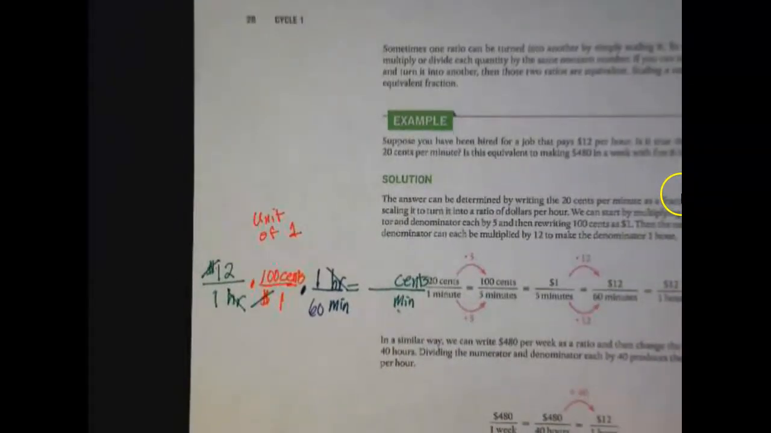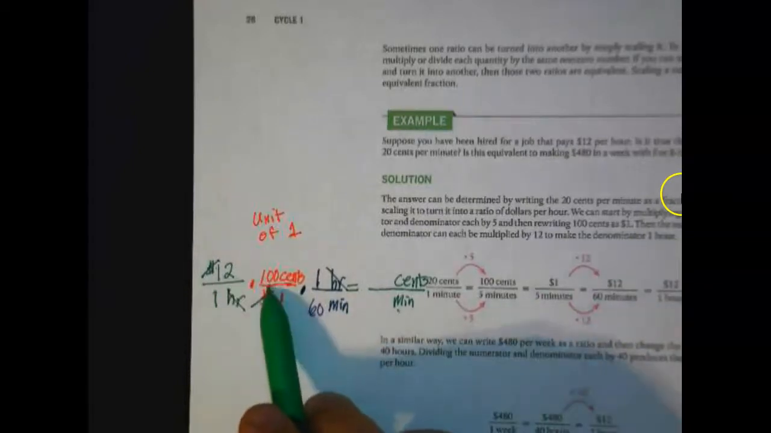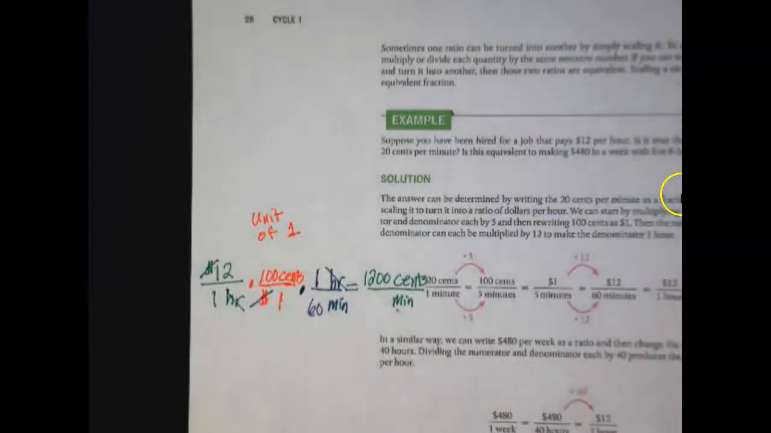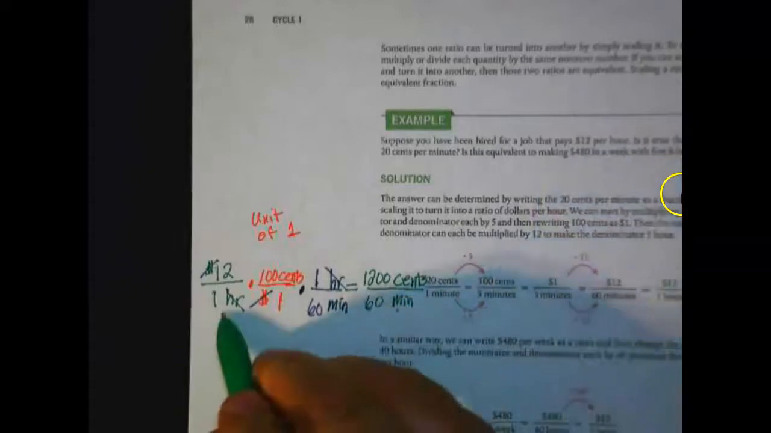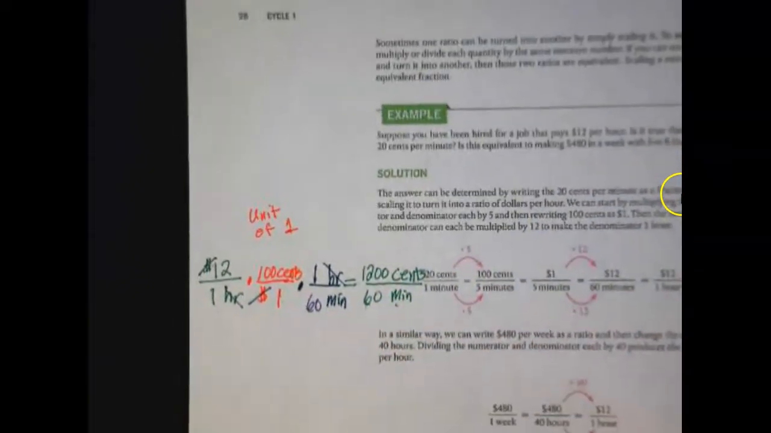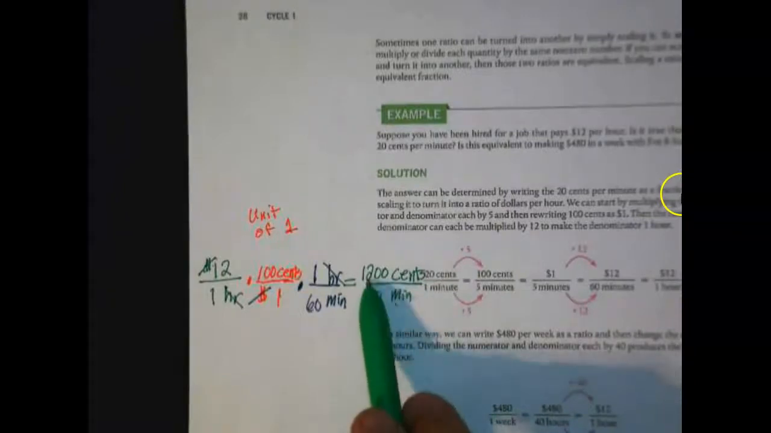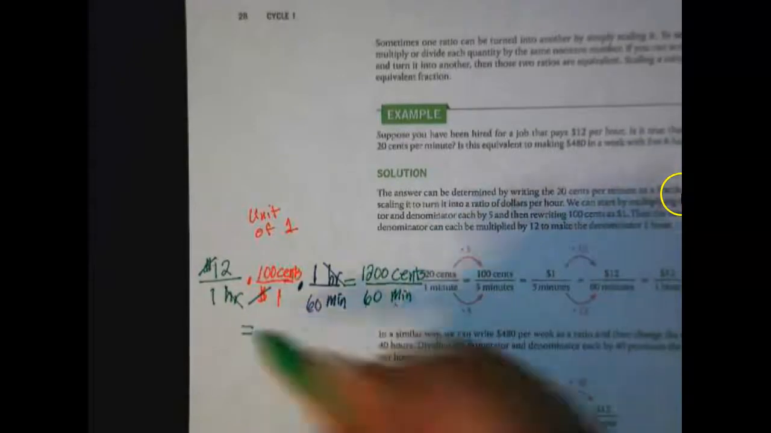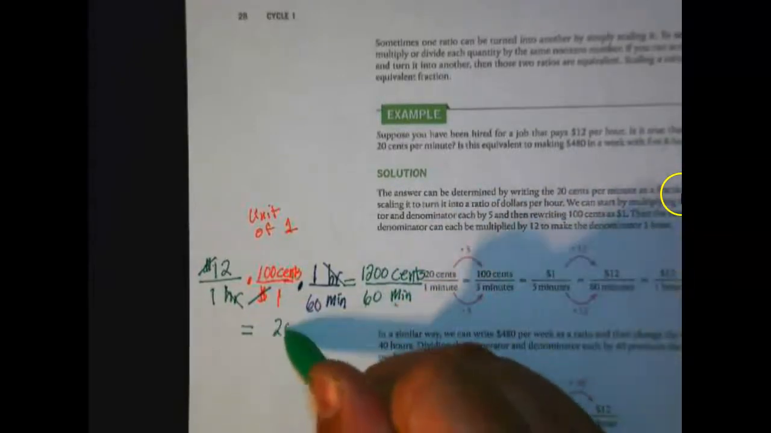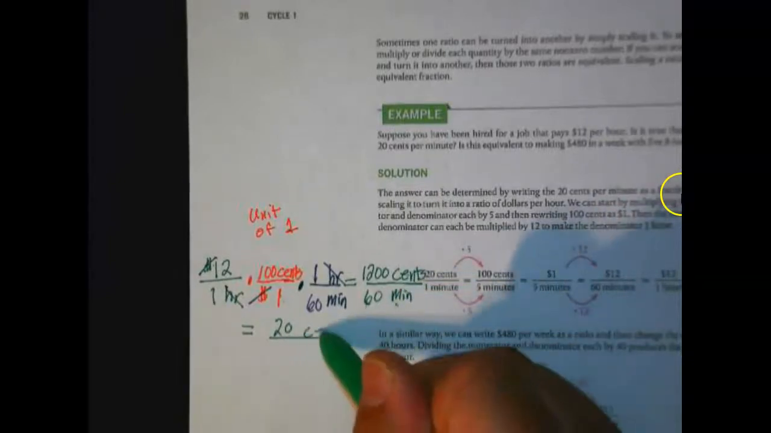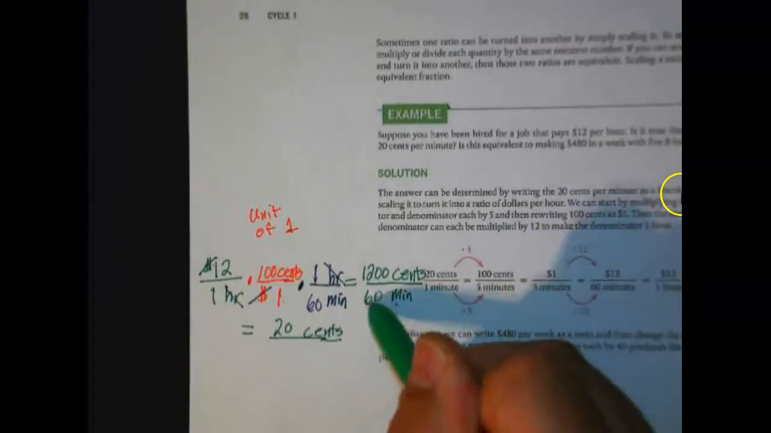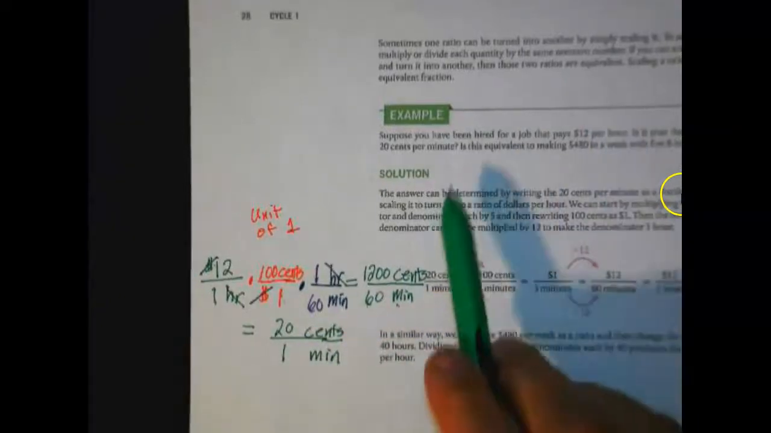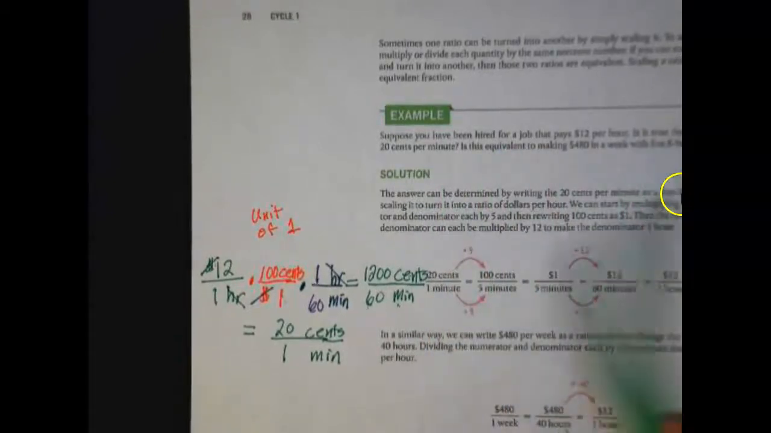Okay, multiply all that out. 12 times 100 times 1 is 1,200 cents, and 1 times 1 times 60 is 60 minutes. Now if I divide that out, 1,200 divided by 60, just reducing this fraction, I get 20, not changing my labels, cents per 1 minute. So, it is true.